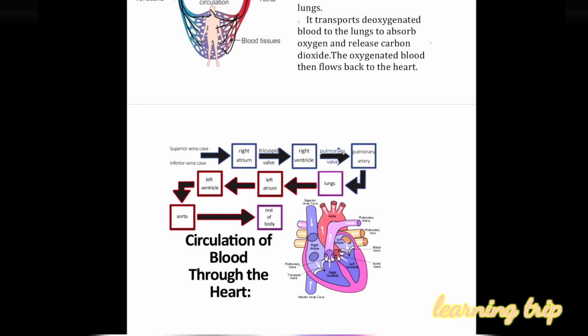The blood then gets purified and enters the left atrium. From left atrium, the blood enters the left ventricle. Then the blood eventually enters the aorta, and from the aorta, the blood is supplied to all the body tissues and delivers oxygen and nutrients.